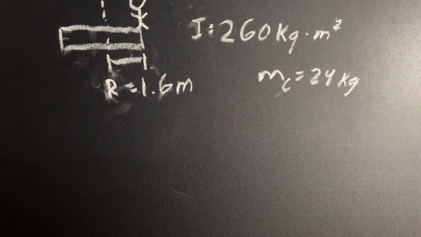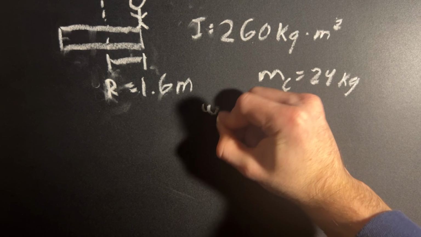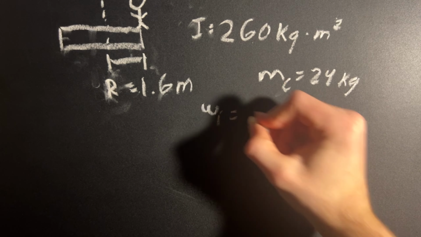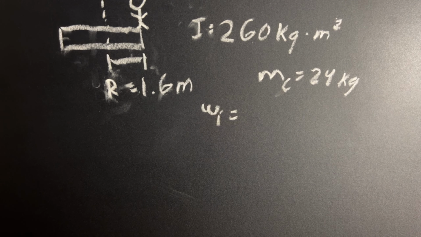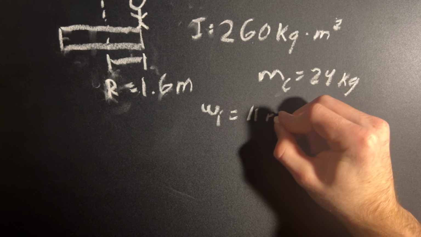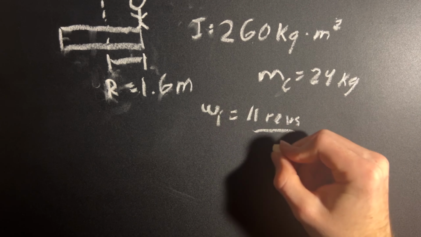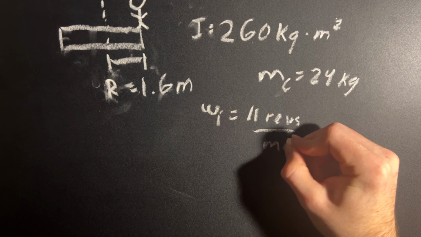kilograms. And the initial angular speed that this merry-go-round is traveling initially, we'll write it down here, your angular velocity initial is 11 revs per minute.